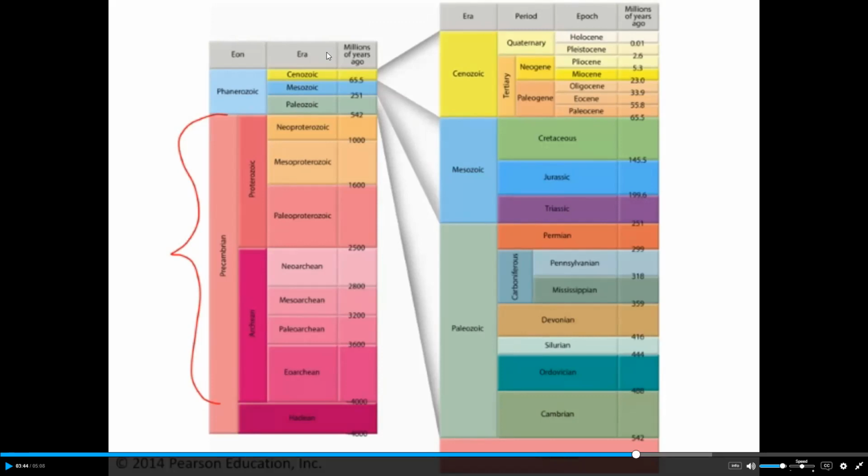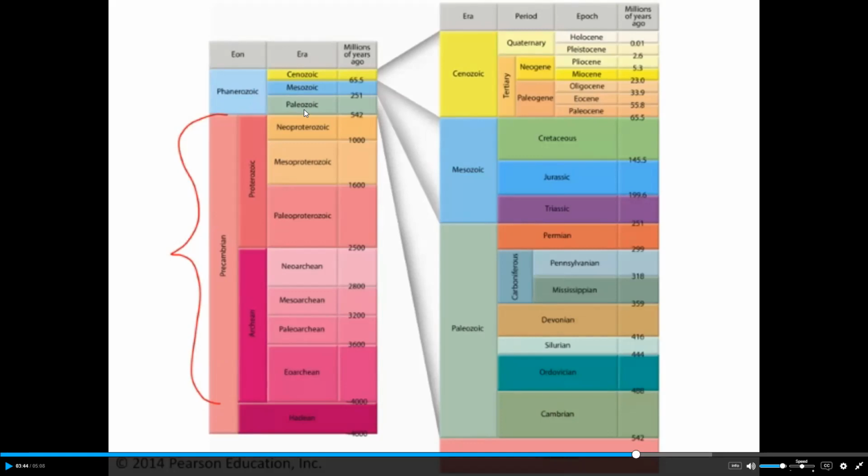Now, what you'll see here, if you look at the structure of the time scale, you see these eons here. So currently we're in the Phanerozoic eon, which means visible life. And then the Precambrian, like he mentioned here, we had mostly microscopic organisms. Eons are then divided into eras. And so if we look at the Phanerozoic eon, we see 3 eras: Cenozoic, Mesozoic, and Paleozoic. So Cenozoic means recent life, Mesozoic, middle life, and Paleozoic, ancient life.